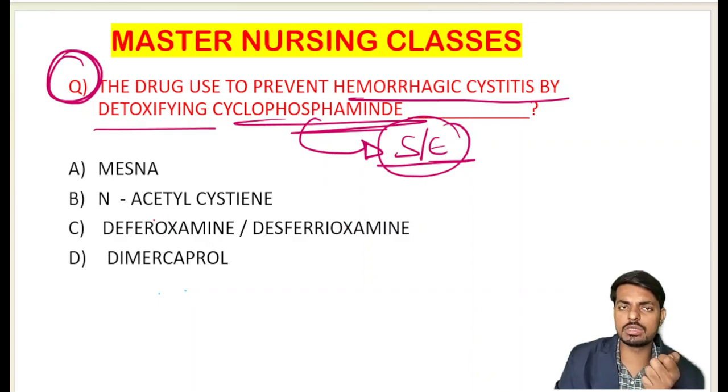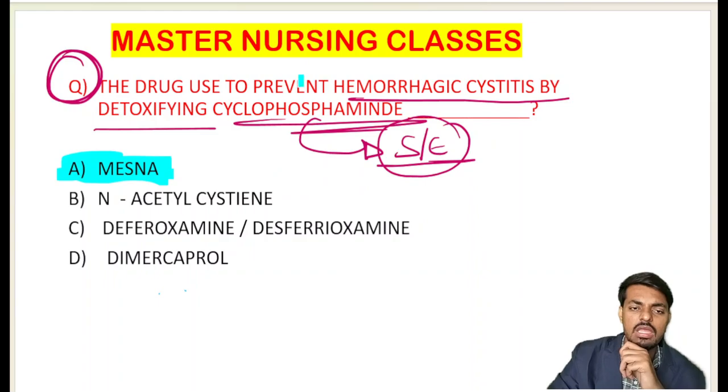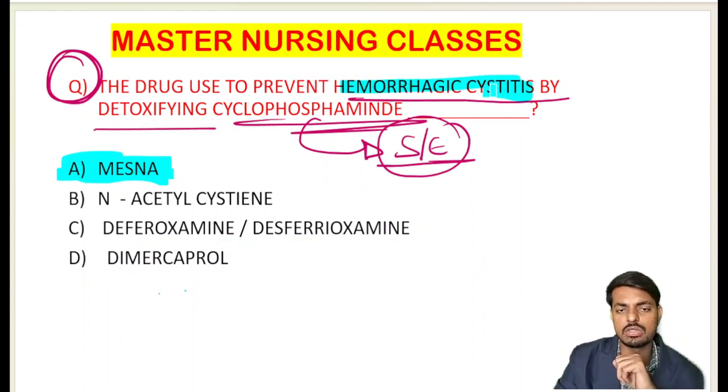So which medication will you give to detoxify cyclophosphamide? That is mesna. Mesna is an injection given to the patient to detoxify cyclophosphamide and decrease the incidence of hemorrhagic cystitis. So, very important. Due to cyclophosphamide, hemorrhagic cystitis occurs, so the other drug we give to prevent it is mesna.